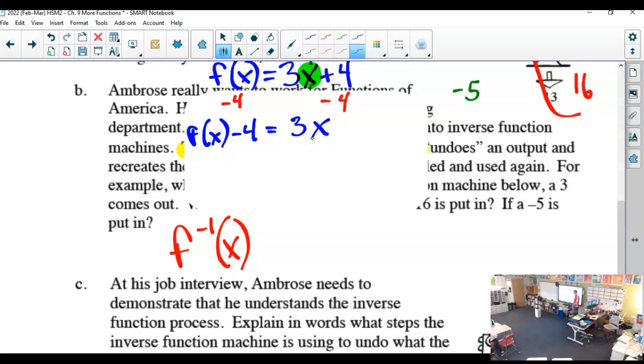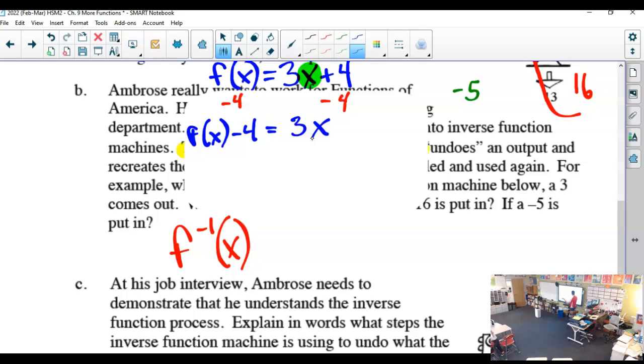Because the x is going to become the f of -1, or f to the -1, I guess we're going to say. The inverse of f would be the easier way to say that. So now we divide by 3.